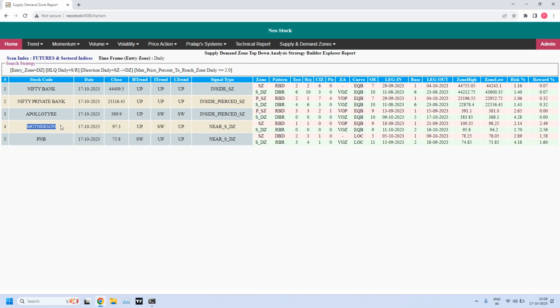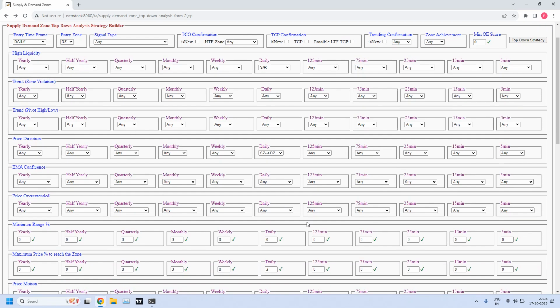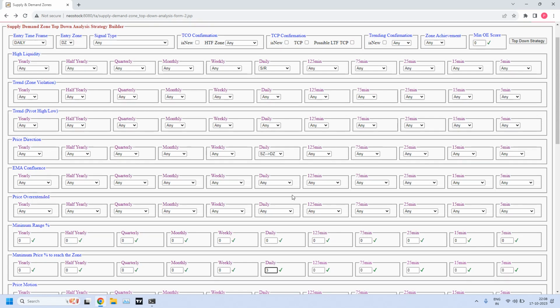What we have seen? Motherson and PNB we have seen. Is there any pierced? No. None of these stocks are pierced. Now what do we do? Let us see within 3% level. So instead of 2, now I am changing to 3%. That means the maximum percentage where my stocks are currently listed near the zone.